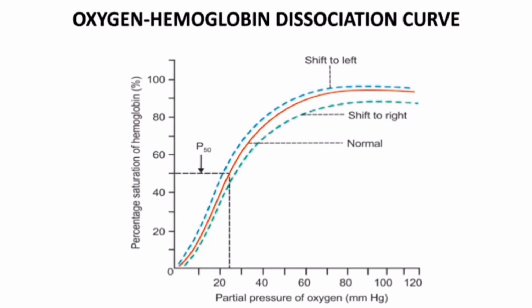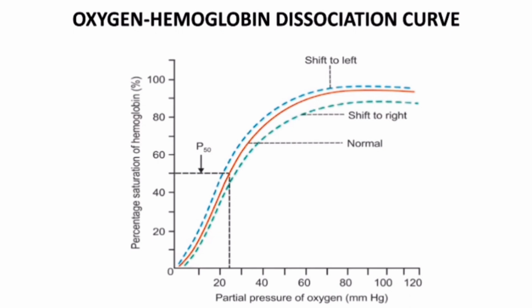Shift to right is mainly due to the decrease in the pH and decrease in the oxygen content, and shift to left is more because of the increase in the oxygen content. Again, there are many factors causing shift to right and shift to left, I'll come to that. So this is a normal graph when you plot between the partial pressure of oxygen and the percentage saturation of hemoglobin.